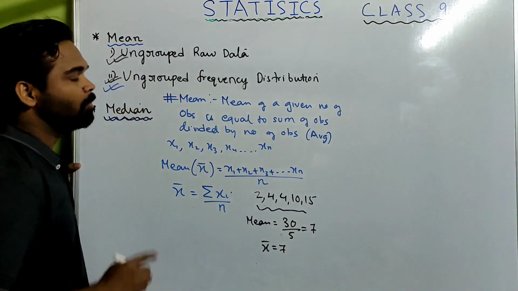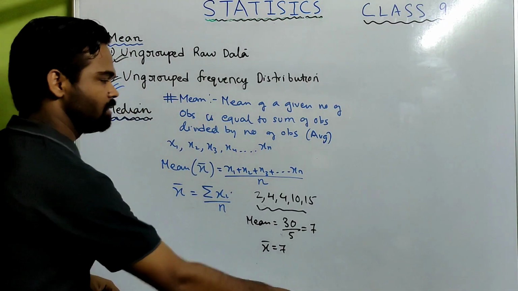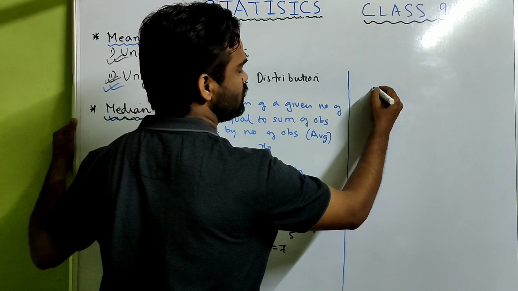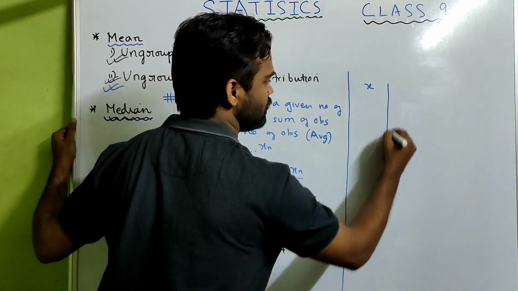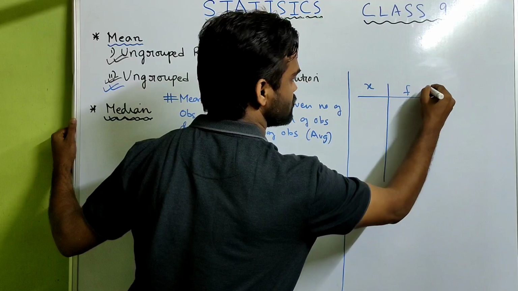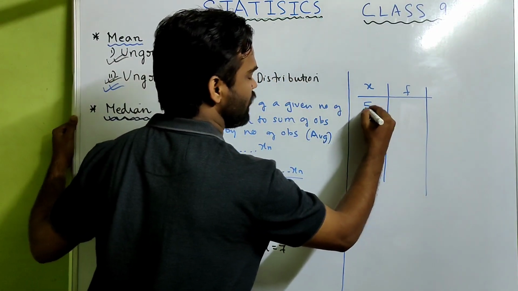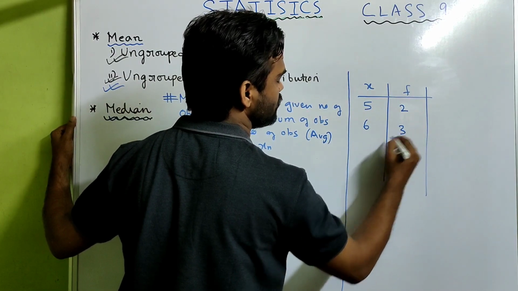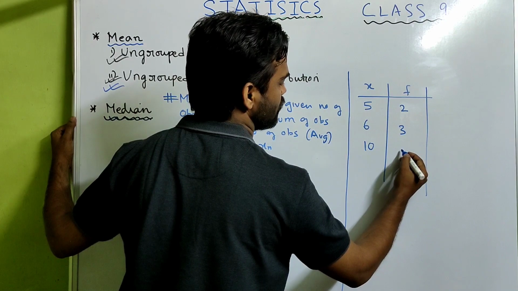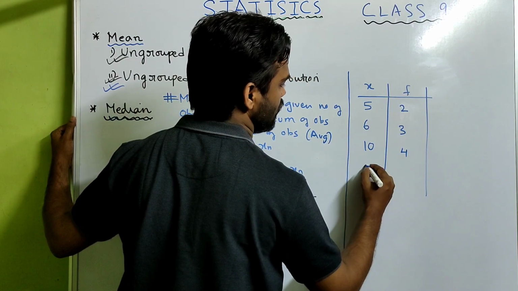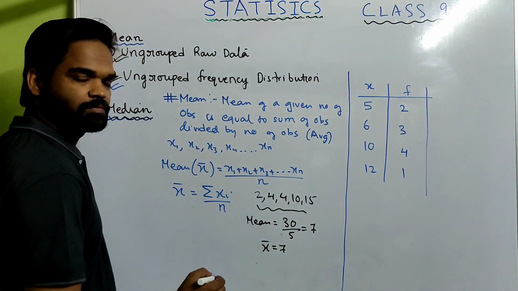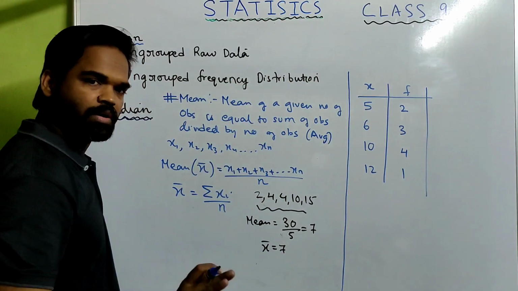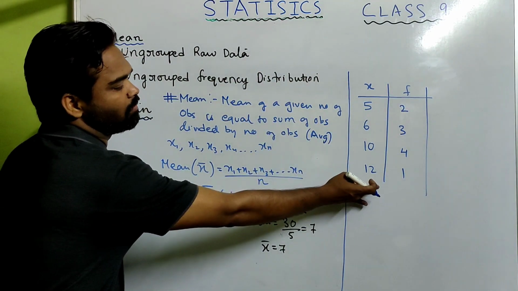Now, ungrouped frequency distribution, how will we do it? Similar. Look over here. Suppose I make a frequency distribution table. You have variable and you have frequency. Suppose 5 occurred 2 times, 6 occurred 3 times, then 10 occurred suppose 4 times, and 12 occurred 1 time. This is your frequency distribution table. You can form this table from ungrouped raw data. Now how to calculate the mean over here?